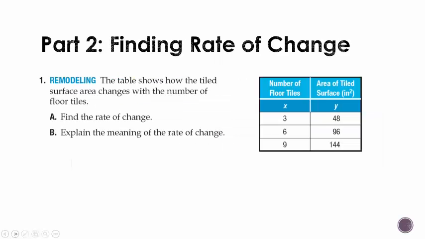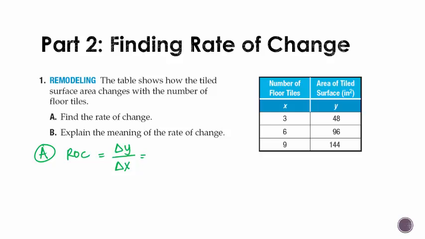So let's find the rate of change. The table shows how the tiled surface area changes with the number of floor tiles. Find the rate of change. So you have x's and y's. Rate of change is always going to be our change in y divided by change in x.